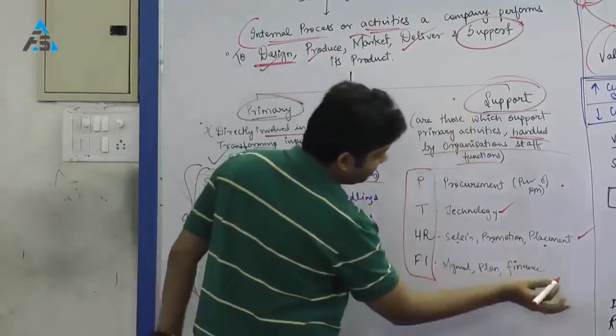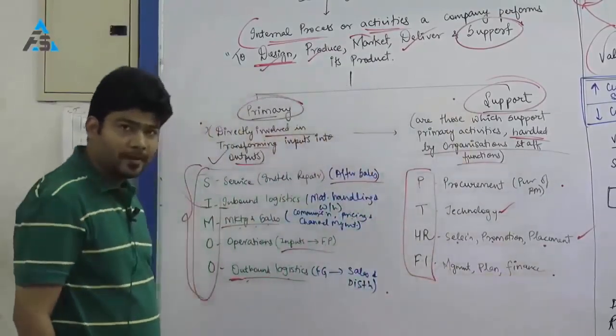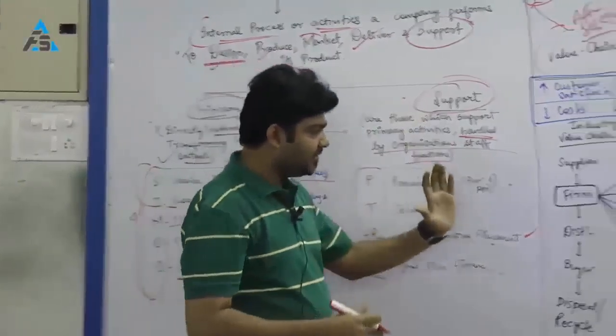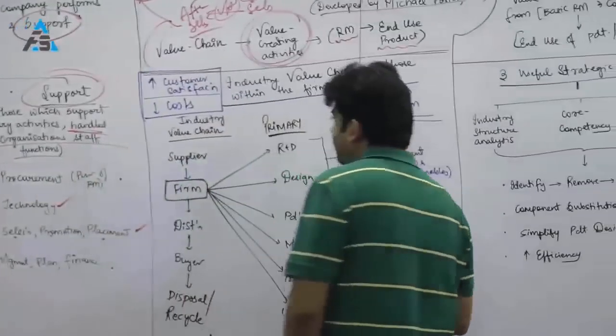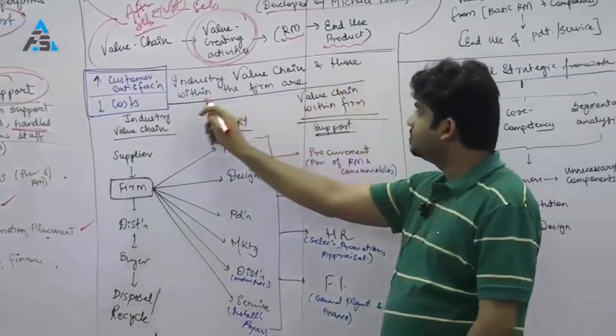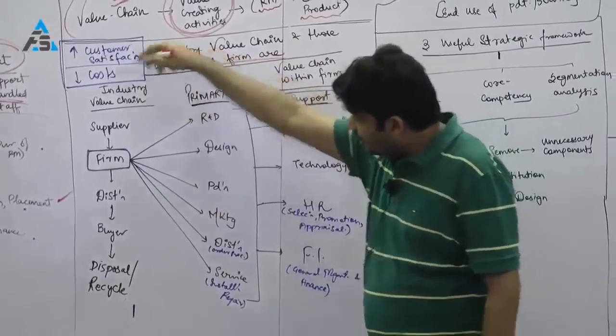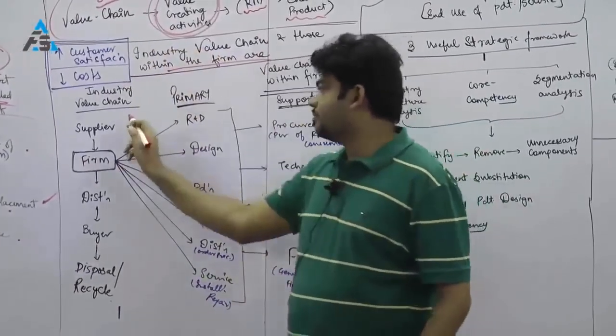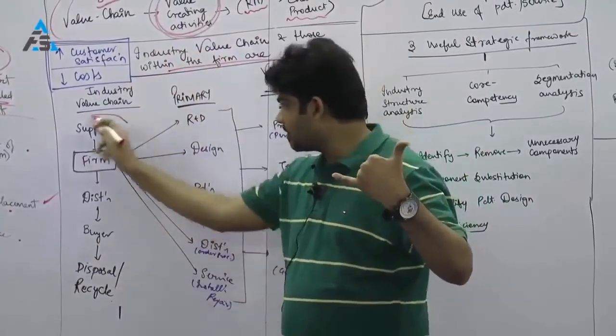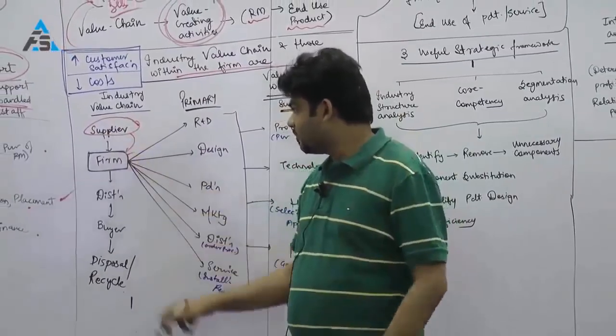Alright. So, primary activity and support activity. Just continuing with this whole thing. So, industry value chain and those within the firm. अभी ये पूरा industry value chain देखोगे तो पहले तुम लोग supplier को phone करोगे, वो supplier तुम्हारे पास माल पहुंचाएगा.